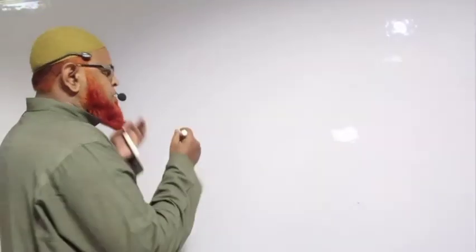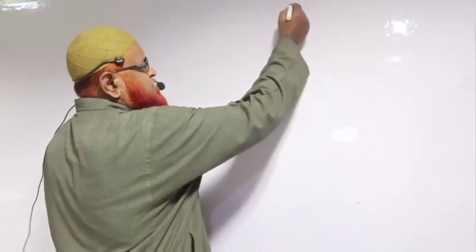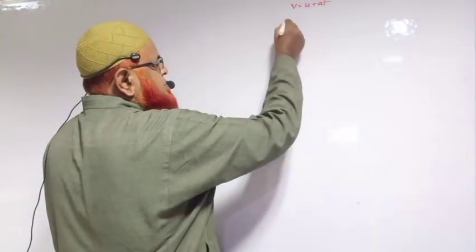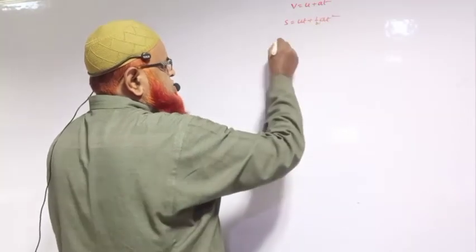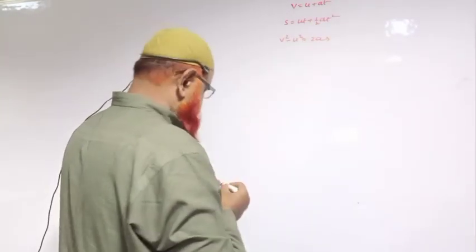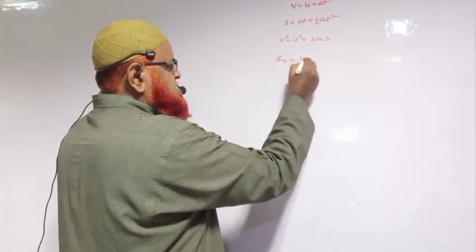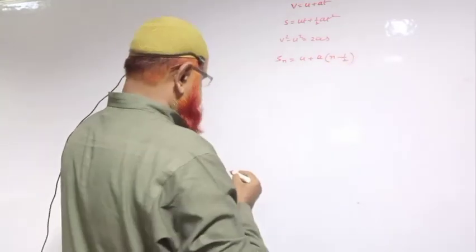Okay. So here we shall discuss the equations of motion. v = u + at. s = ut + ½at². v² − u² = 2as. Each and every equation has a certain speciality. s_n = u + a(n − ½).